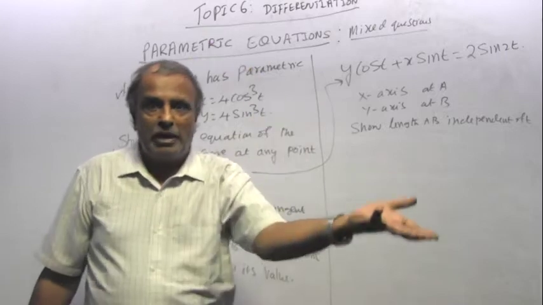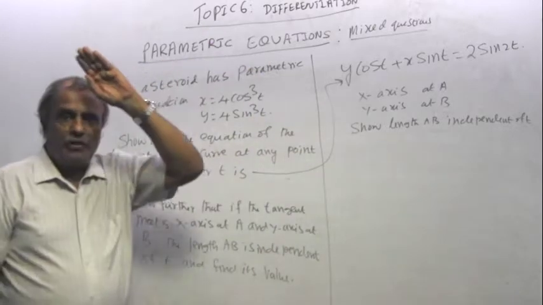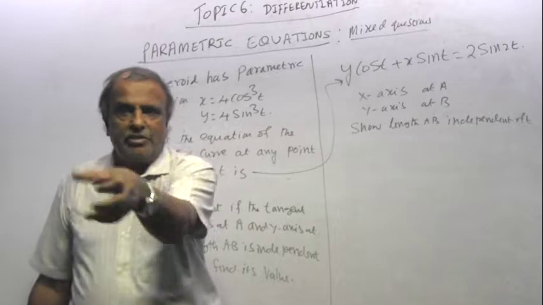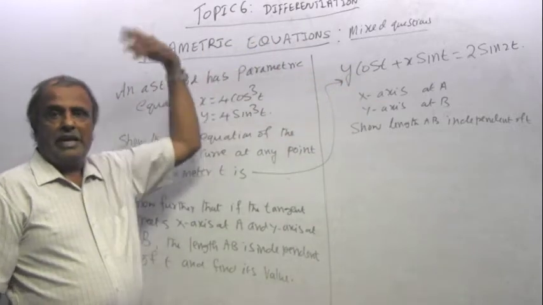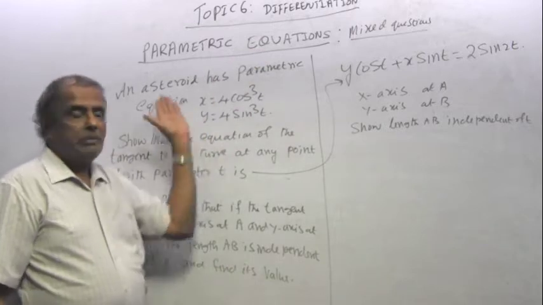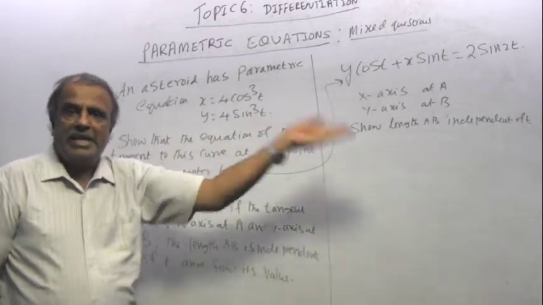Indirectly, if no value of t is given, remember, to find a tangent or normal, you need an x value and a y value. The x value will be the parametric equation of x with t, and the y value will be the parametric equation of y with t.